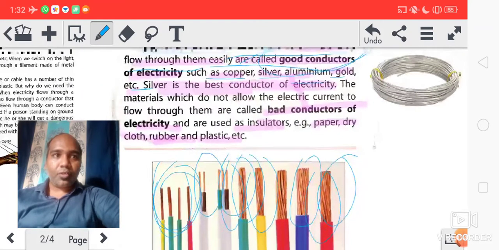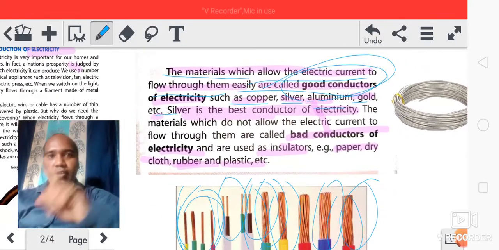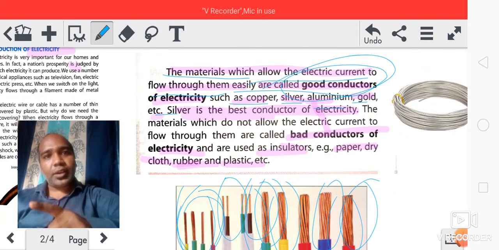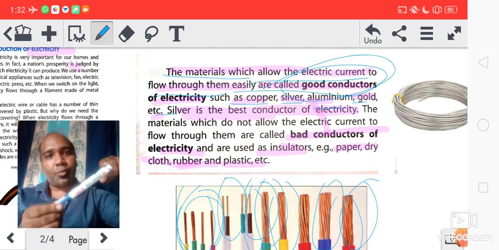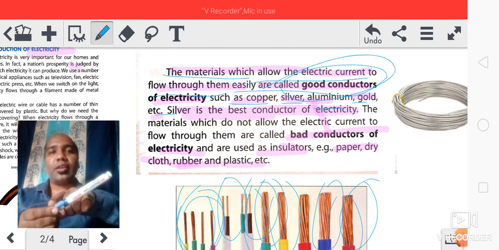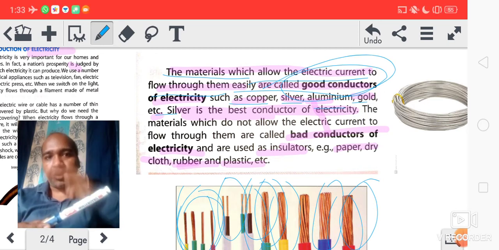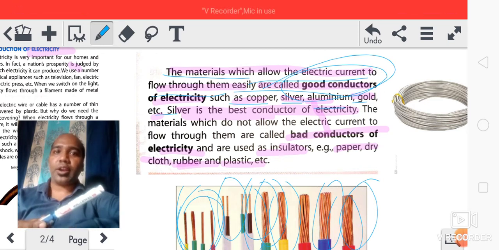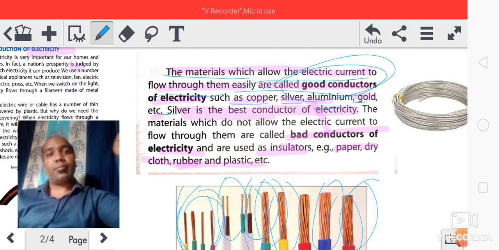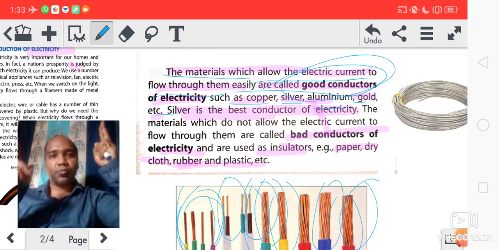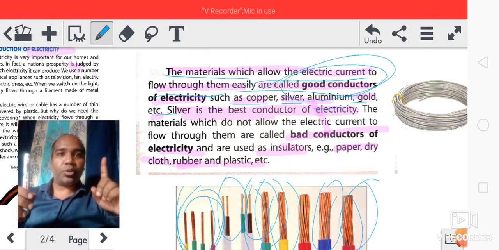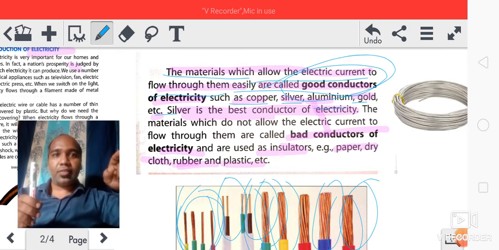Got it? So what is a good conductor of electricity? Once again I am telling you, the material which allows the electric current to pass through it is called a good conductor of electricity. Examples: copper, gold, silver, aluminum, all are good conductors of electricity. The long wires from which electric current passes through the poles, one pole is here, one pole is here. The long wires, they are made up of what?